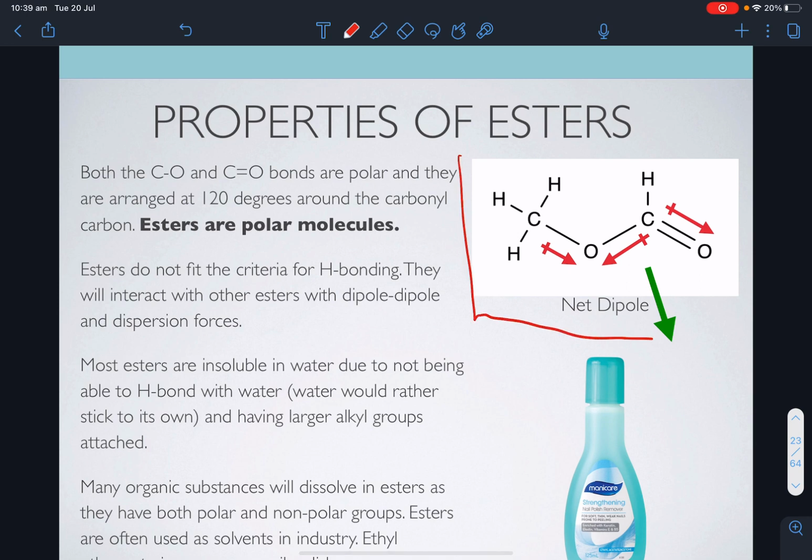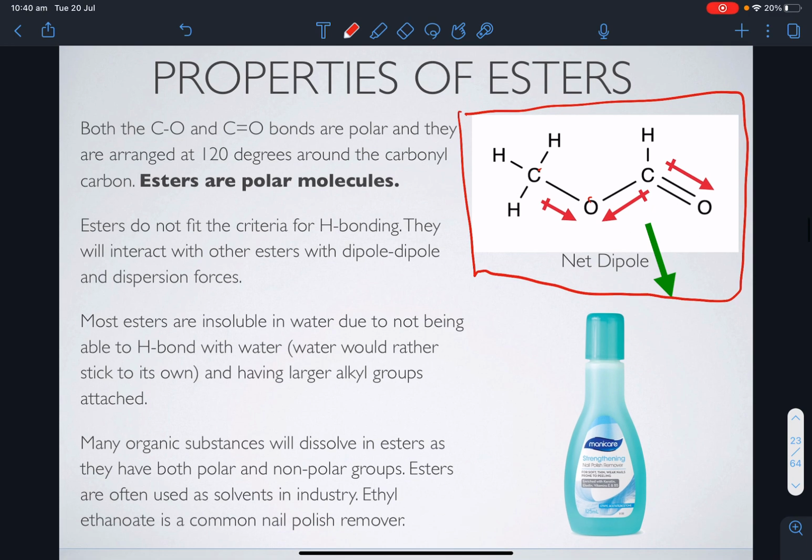Okay, we're determining if it was polar. So we've got carbon-oxygen bonds here, which are polar, and we've got a carbonyl here, which is polar. Okay, they're not equal and they're not opposite. So we must have a net dipole for esters. So esters are polar molecules.